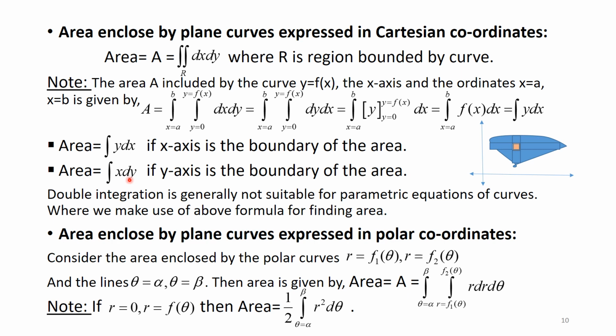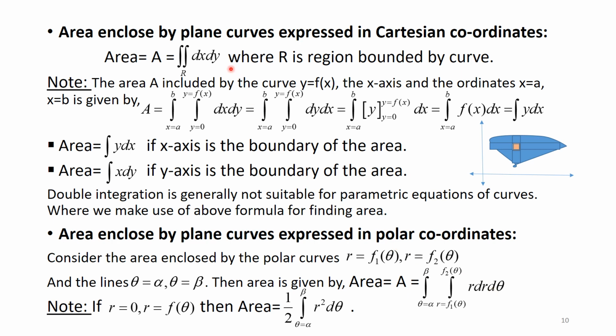See, double integration in terms of parametric equations is not possible. So we try to convert in terms of single integral form, where these two results are mainly useful. So finding the area in terms of Cartesian system is double integral dx dy. If we are considering polar coordinates, that means converting in terms of r and theta, where r varies from f1 to f2, then area is equal to double integral r dr d theta.